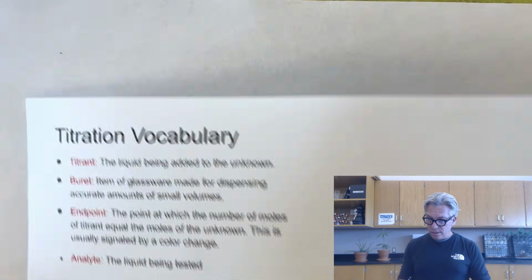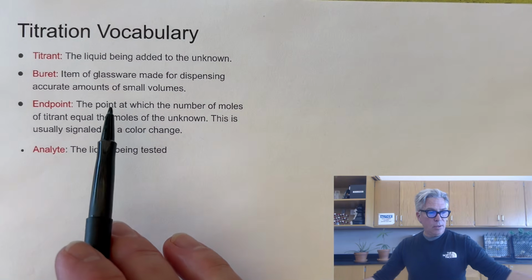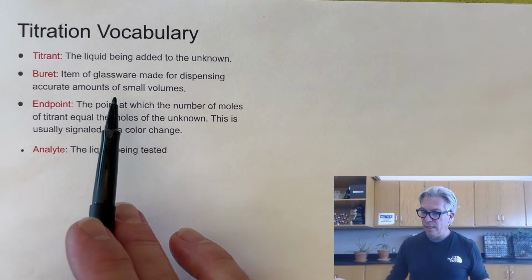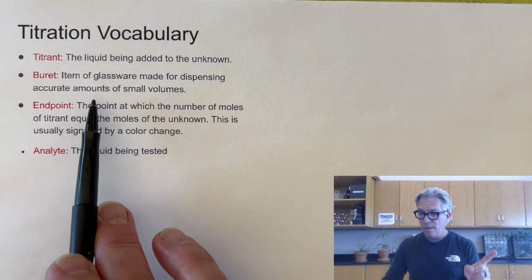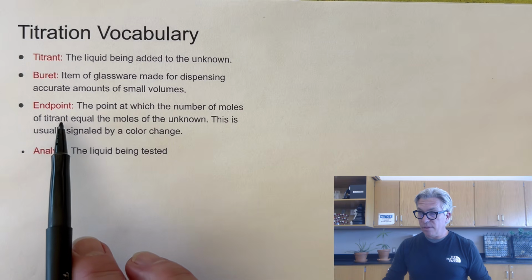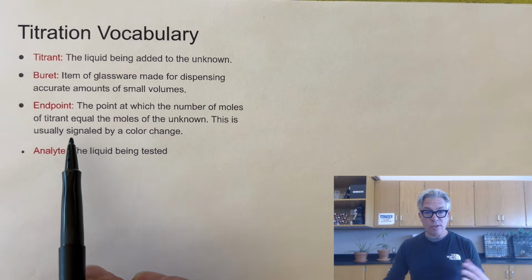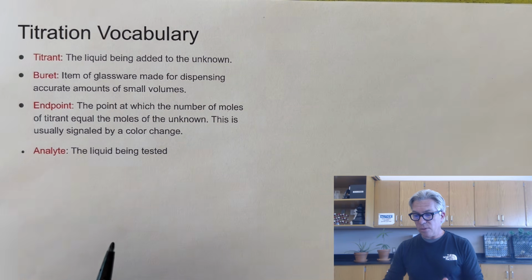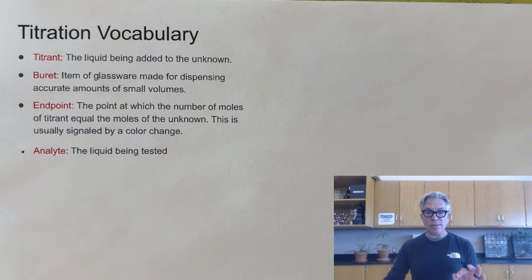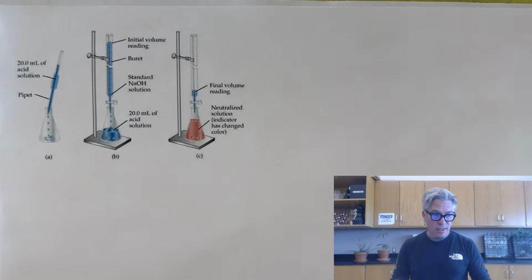Titrant. Let's talk about some acid-base vocabulary. You'll see words like titrant, and that is the liquid being added to the unknown. That's the stuff that's in your burette. The burette is your item of glassware made for dispensing accurate volumes. The end point, or the equivalence point, is the point at which the number of moles of titrant equals the number of moles of the unknown. This is usually signaled by a color change using an acid-base indicator. And the analyte is the liquid that's being tested.